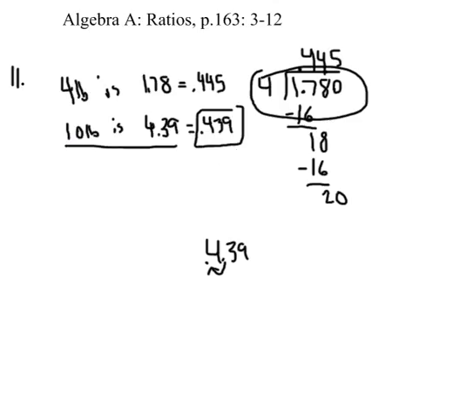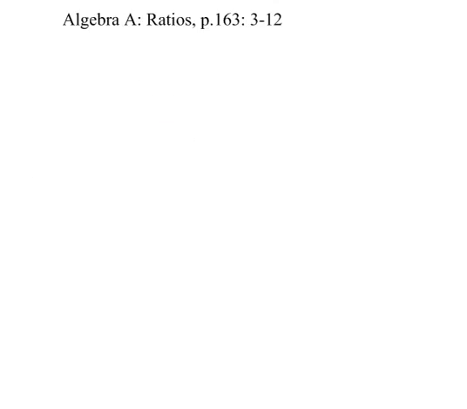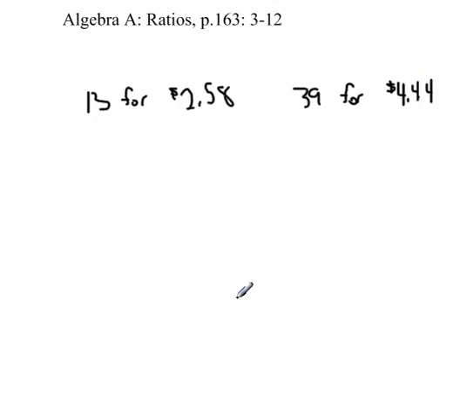Let's get this cleared off and let's look at number 12. Number 12 is comparing coffee. You've got 13 ounces for $2.58, to compare that to 39 ounces, and that 39 would be $4.44. So just like we did in the last example, what you're going to do is take 258 divided by 13.